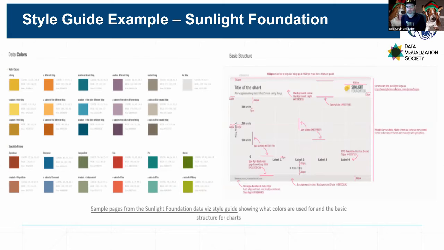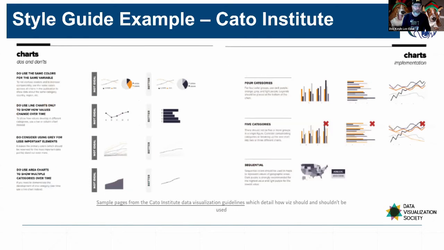Amy actually did this back in 2014, I believe, maybe. She did this Sunlight Foundation one, which is really great. I love it. She talks about color. She talks about basic structures, when they're useful, and what are the different parts of the charts, and why you would want to do them. Just a fabulous style guide. If I said, look at one style guide, here you go. Take a look at this one. But better yet, keep going. Keep looking at more and more.